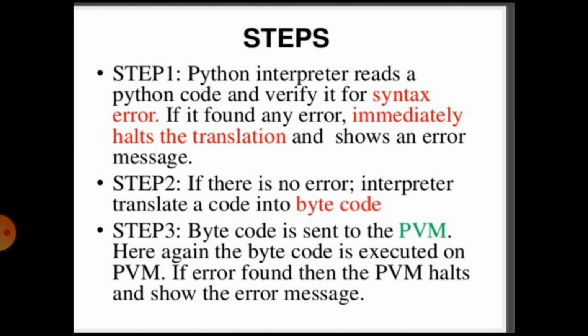Some steps are here. Step 1, the Python interpreter reads Python code and verifies it for syntax errors. If it finds any error, it immediately halts the translation and shows an error message. Step 2, if there is no error, the interpreter translates the code into bytecode. Step 3, bytecode is sent to the PVM, the Python virtual machine. Here again the bytecode is executed on the PVM. If an error is found, then the PVM halts and shows the error message.